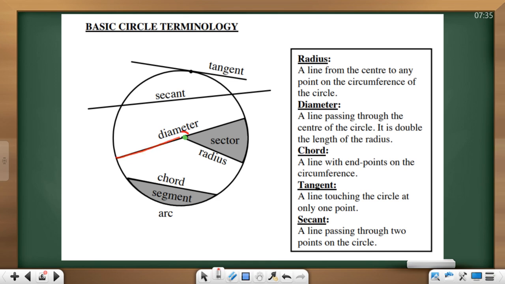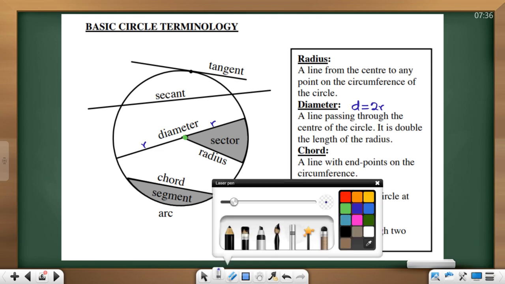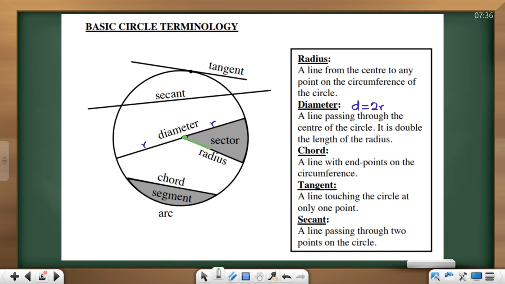Diameter. The issue is the diameter must pass through the center. A line passing through the center of the circle. It is double the length of the radius. I hope we know that. That is a radius and that is a radius. So 2r. So my diameter D is 2r. We can add that to the note. Radius is from the center. A radius is from the center to the circumference, and we could have as many as possible from the center to the circumference.